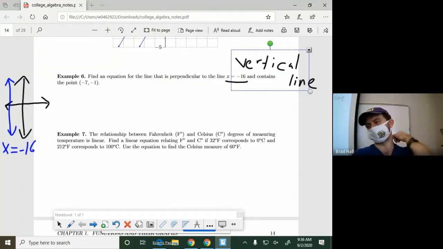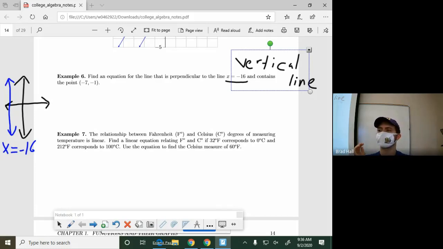So x is equal to negative 16 is going to the left. So it'd be a vertical line there. And so this is the original line. This isn't the perpendicular. We haven't even touched the idea of a perpendicular line yet.